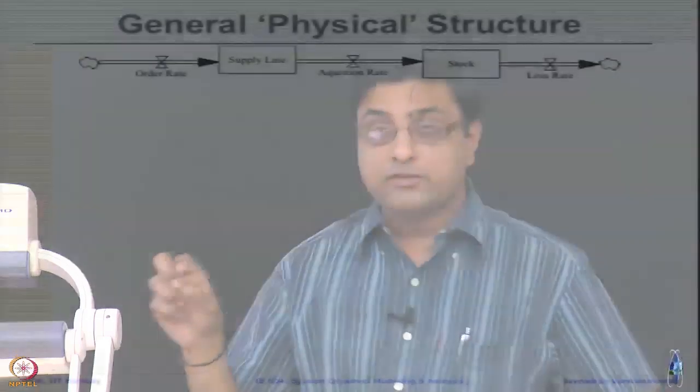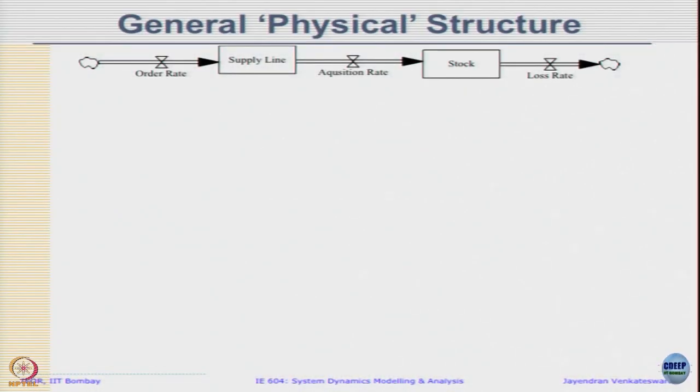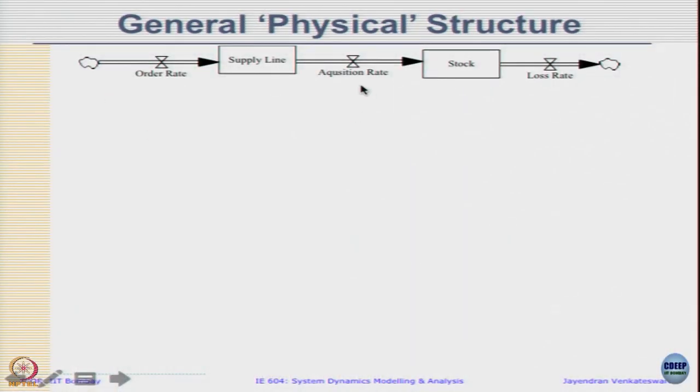So the general physical structure of the flow can be simply modeled as an order rate, and then there is something in the supply line and an acquisition rate which affects the stock, and then there is a loss rate. Most often we are used to seeing the stock to make the decision based on the loss rate. What is difficult is to capture the supply line. It is very difficult to capture. We are looking at the stock and the loss rate and deciding the order rate without accounting for supply line or acquisition rate.